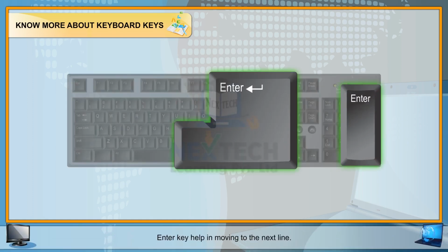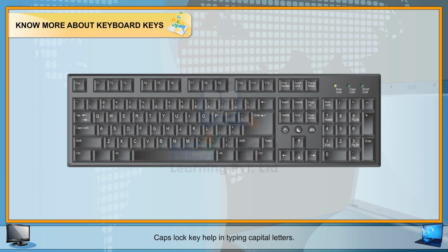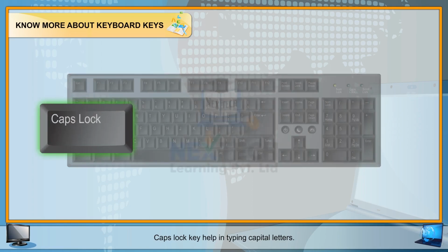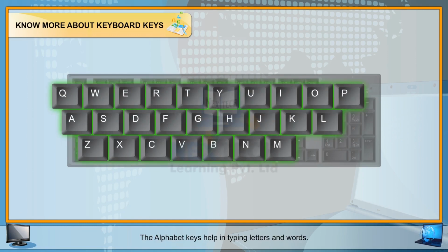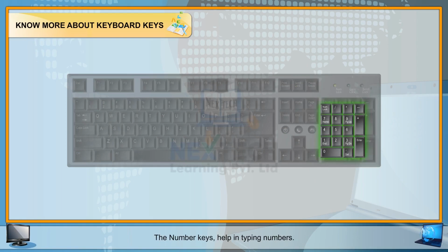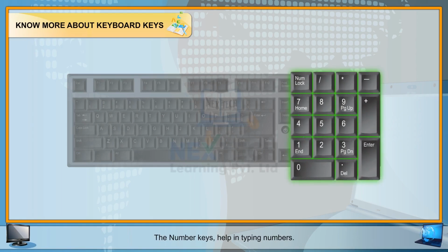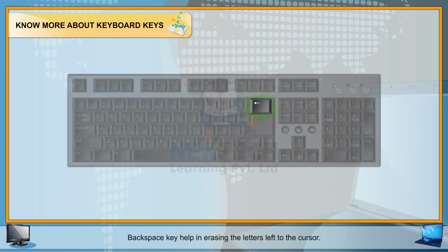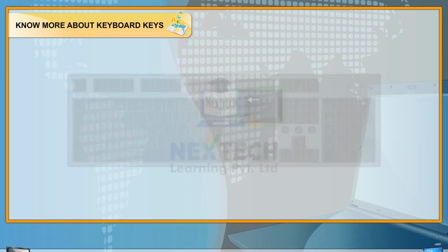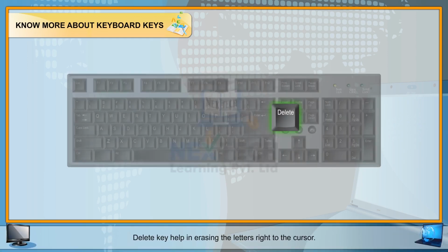Enter key helps in moving to the next line. Caps lock key helps in typing capital letters. The alphabet keys help in typing letters and words. The number keys help in typing numbers. Spacebar key helps in adding space in between the letters, words and numbers. Backspace key helps in erasing the letters left to the cursor. Delete key helps in erasing the letters right to the cursor.